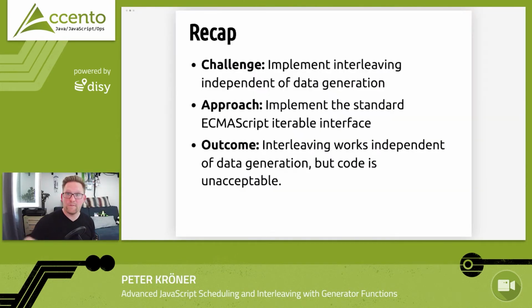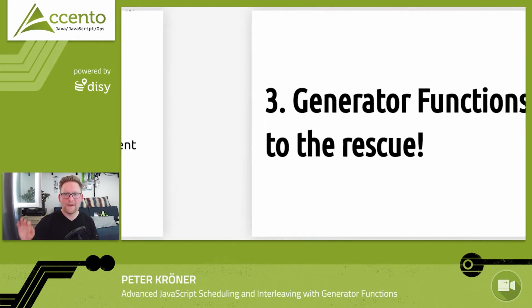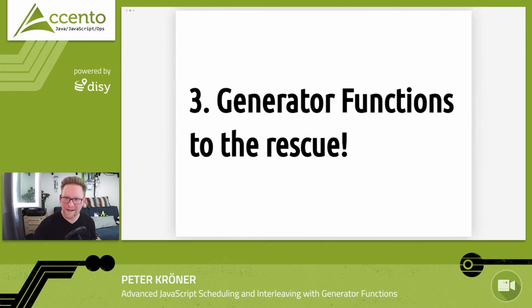We wanted to implement separation of concerns, and we did this by implementing the standard ECMAScript iterable interface for essentially our data generating logic. And this now works, and this now has scheduling independent of data generation, but the code is unacceptable. It's just unacceptable in a different way. But this is now unacceptable in a way that's way easier to handle than before. Before, the fundamental problem was that we had no separation of concerns. Now we have separation of concerns, and part of our original problem has been solved cleanly. We have our consumer function. We just need to have a better way to generate data, and well, speaking of generating data, generator functions are just what we need for this. So let's talk about generator functions.